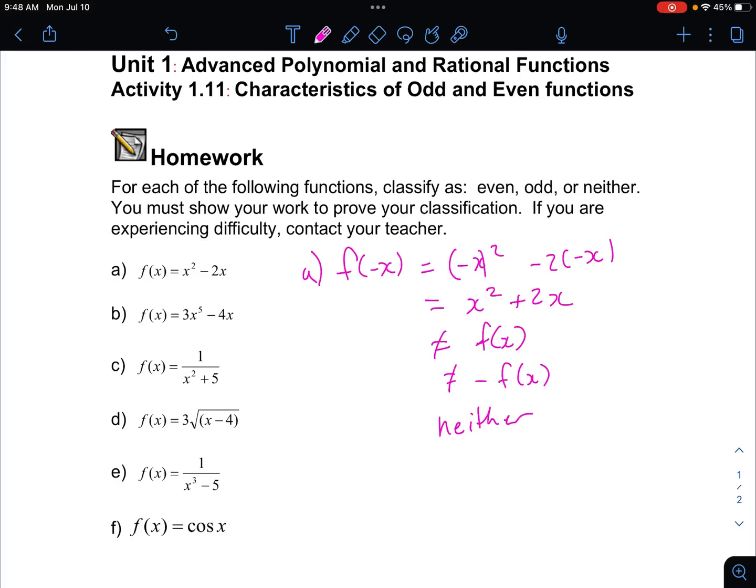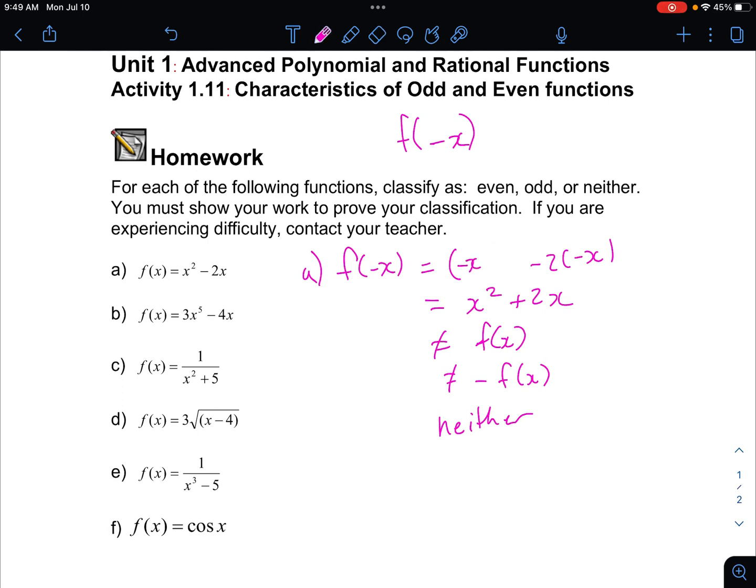Okay, on this activity, we were asked to classify whether a polynomial was even or odd, or neither. The best way to prove it and show your work is to plug in negative x into these values. So we're going to solve for f at negative x. I already did a, so I'm just going to clean this up a little bit.